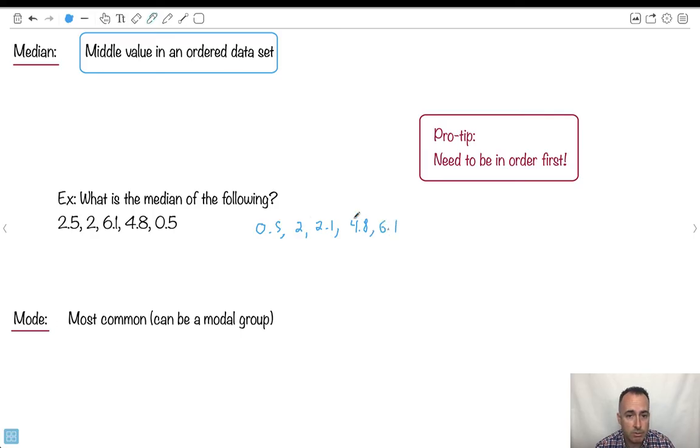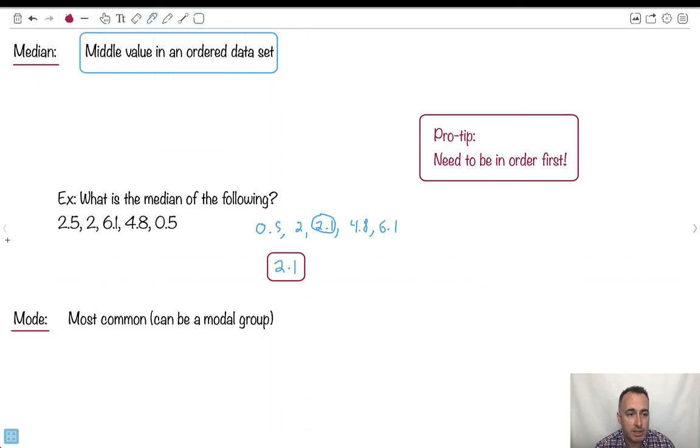So there's 1, 2, 3, 4, there's 5 terms. So what do I do? The median will be the middle one. By the way, if it's two different terms like that, then you take the middle in between them. So let's say it was 6 terms, you would take the midpoint between the two in the middle. In this case, there's only one middle term, so we're fine. So the median is just 2.1. That's how we do that one. Okay, so that's the median.